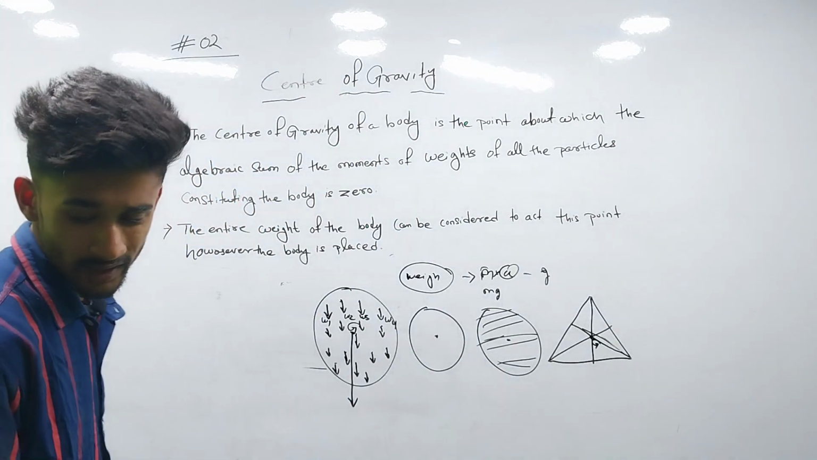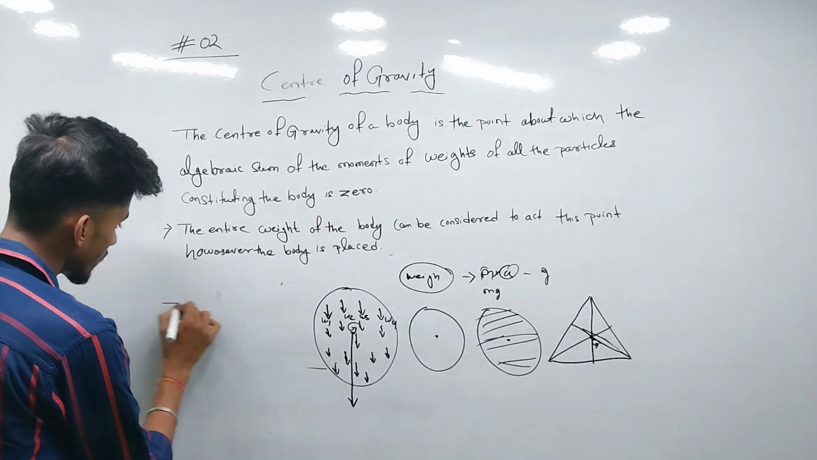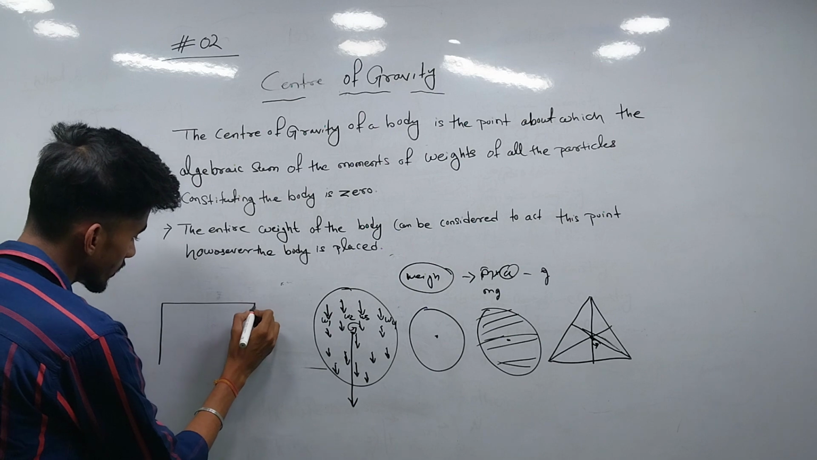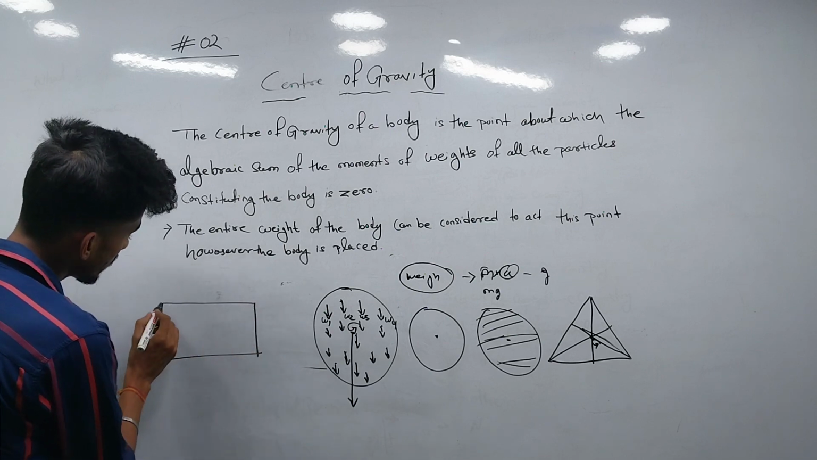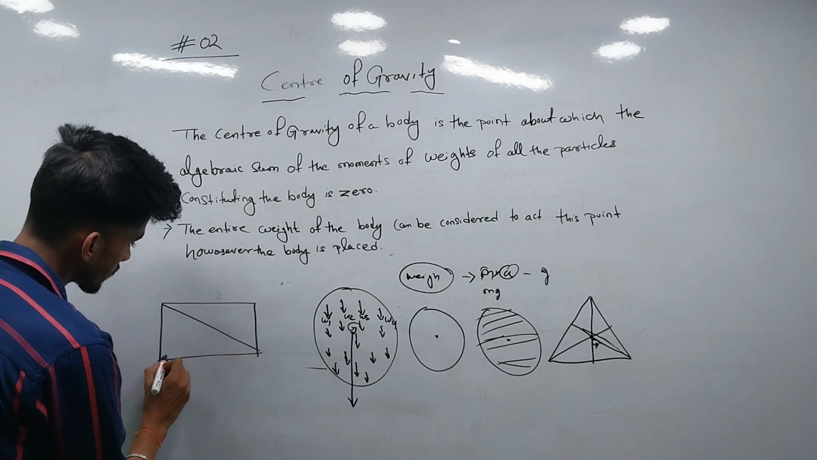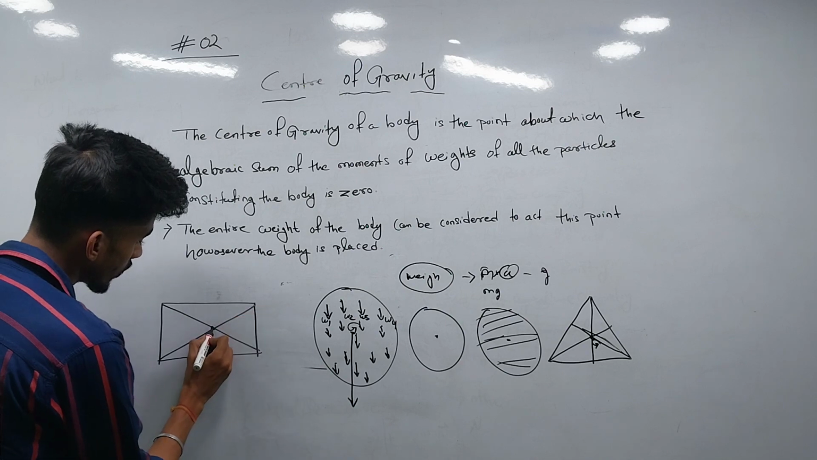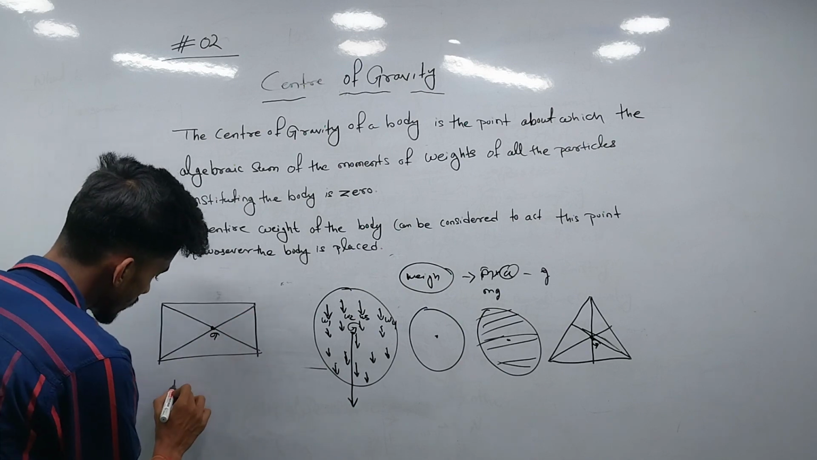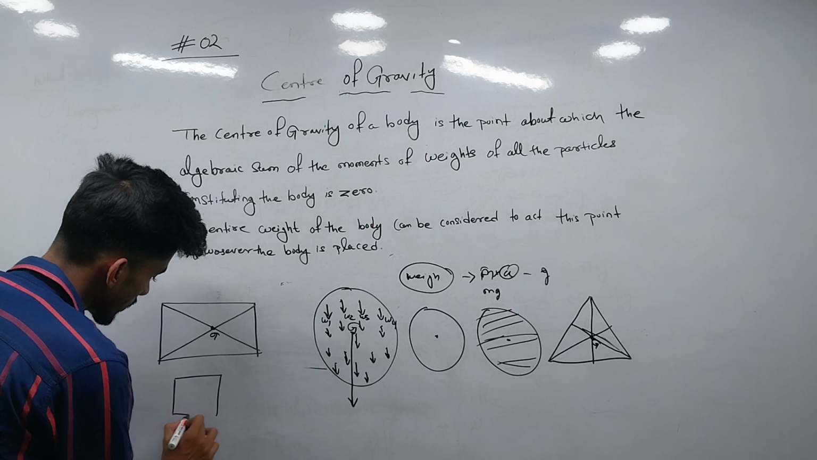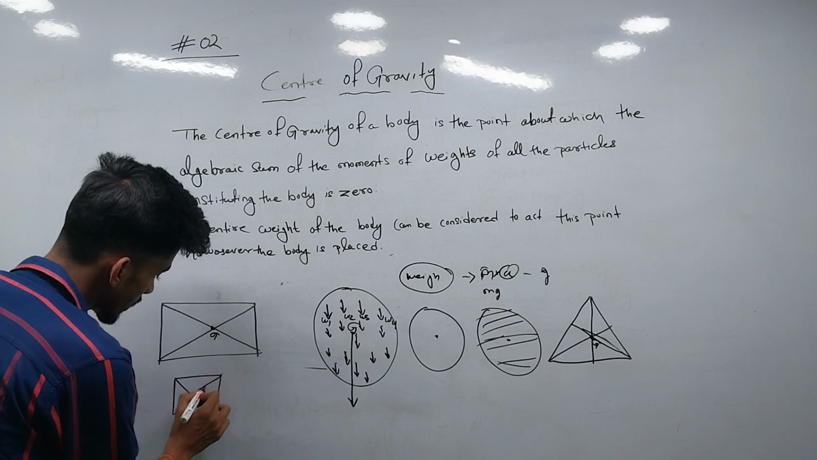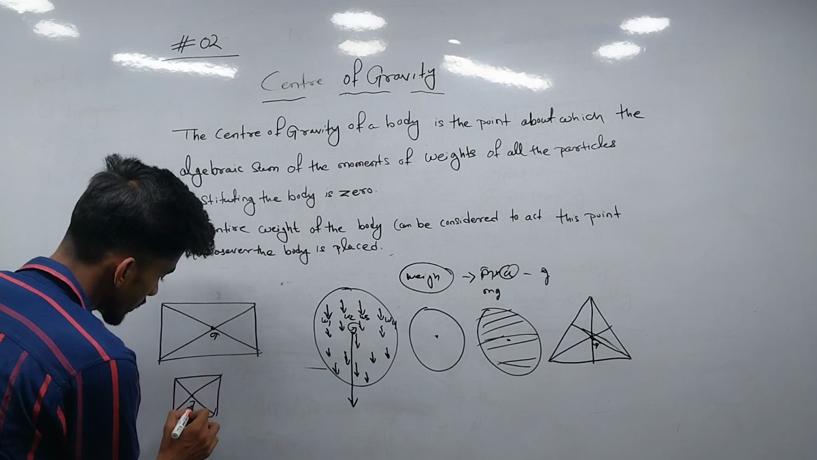Okay, let's take another example. This is a rectangle, so what will be its center of gravity? If we connect the diagonals, this point will be the center of gravity. If we draw a square, and connect the diagonals, this point will be our center of gravity.